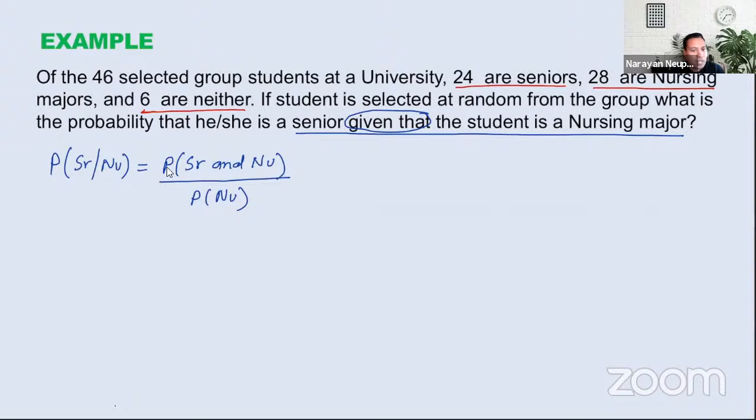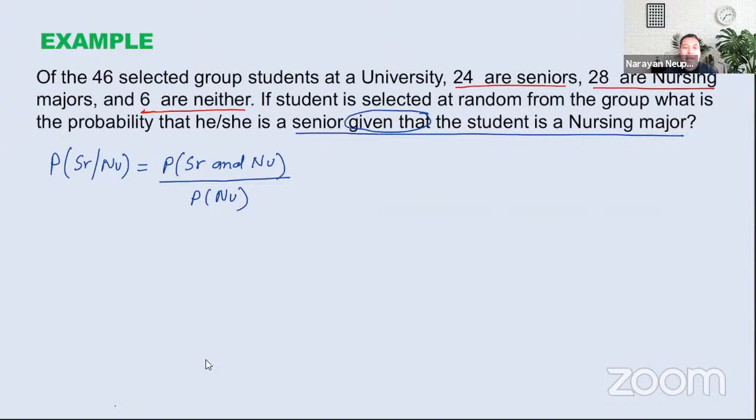But if you look at the numerator, senior and nursing, how many of these 28 students are senior? We don't know. We don't know how many of these 28 students are senior, or how many of these 24 students are nursing majors. We don't know anything common between these, because some of the senior students are nursing majors, some of the nursing majors are also senior. So we have to find that common part first in order to use this formula. That is the tricky part here.